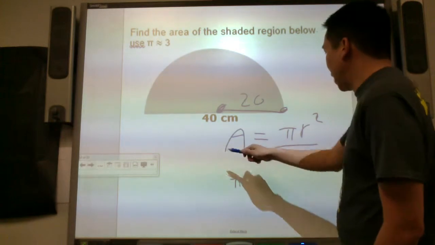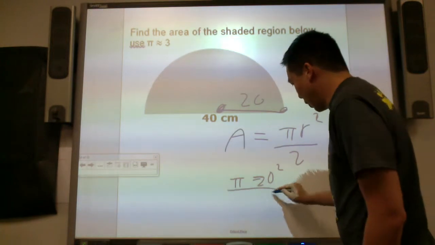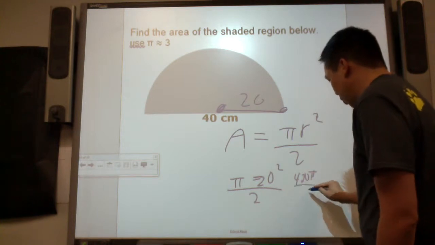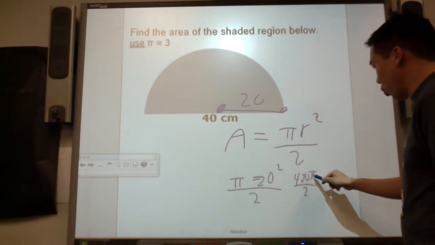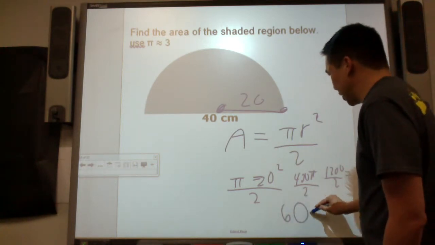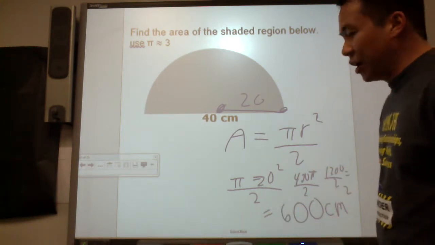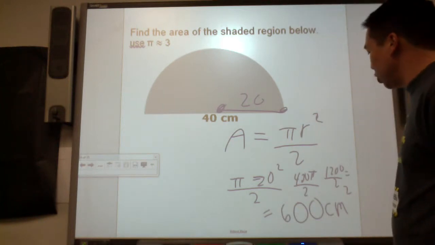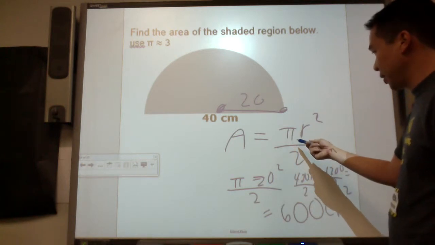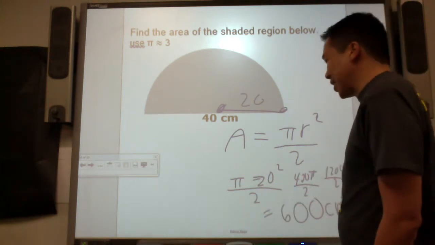So pi r squared divided by 2. So the radius is 20 squared divided by 2. What is 20 squared? 20 squared is 400 pi over 2. And it said use pi as 3. So 400 times 3 is 1200. Divided by 2 is 600 centimeters squared. So that is the area of the semicircle. In a semicircle, you find the radius, which is 20. You square it, then times pi. You get 1200. But since this is a semicircle, we have to divide by 2 or do half of that number. That's why it's 600.